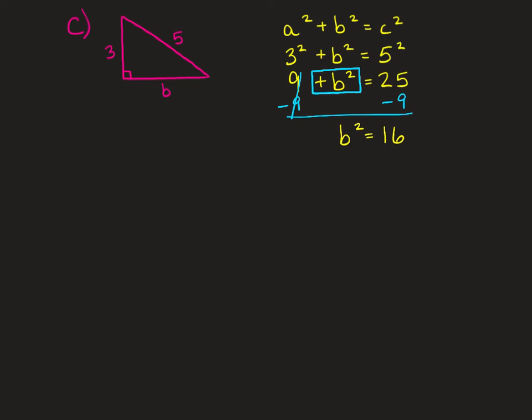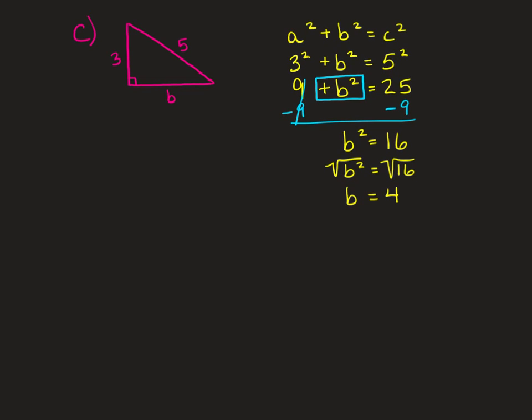And at this point, we're now just trying to get b by itself. So we're going to undo the square by taking the square root of both sides. And so when we take the square root of b squared, we get b, and the square root of 16 was 4, so we've now solved that the missing leg b is 4.